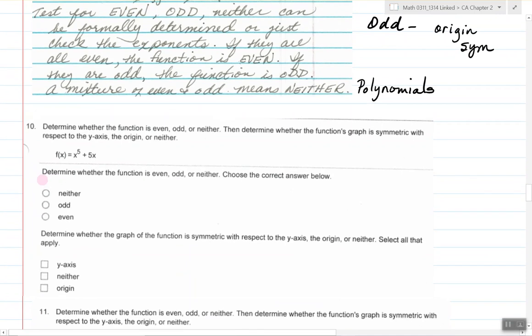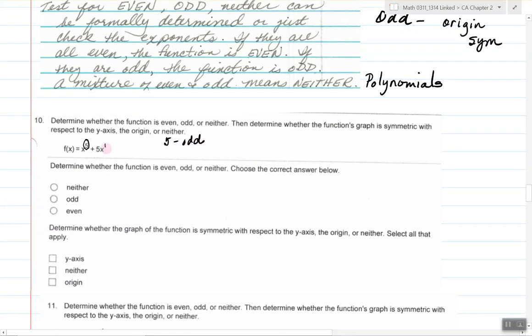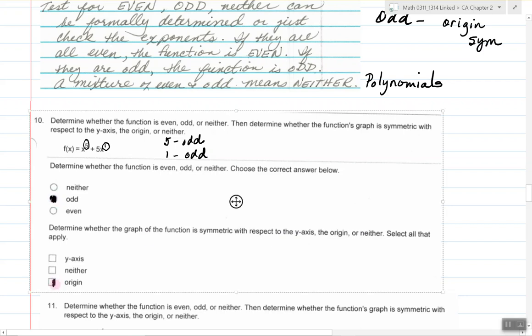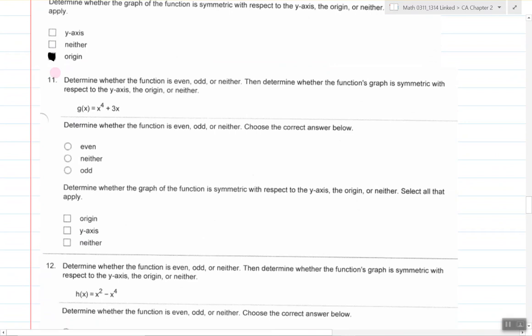Let's look at the powers of x. This power of x is 5, which is an odd number. This power of x is an invisible 1, which is also an odd number. That means that this function is odd. And if a function is odd, then it has origin symmetry. All right, let's look at the next one. It's so much easier to do this.